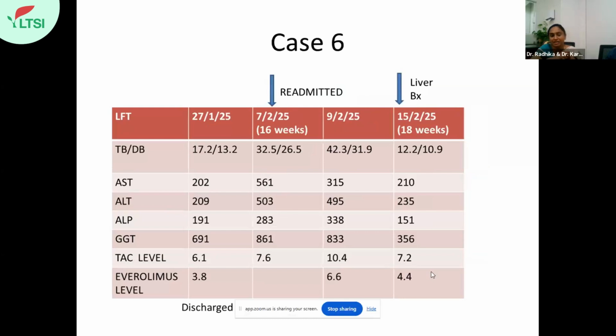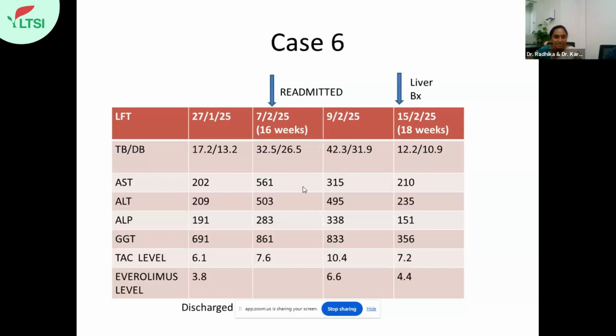But subsequently, this was the discharge LFTs, and within 10 days post-discharge, with one visit in between to the OPD where the LFTs were more or less normal, she came with a very high level of bilirubin, 32 with 26 direct component, and the enzymes have also risen with a gamma GT of 861 with a tacrolimus level of 7.6. So she was readmitted, and again septic screening was done, appropriate antibiotics were given, there was no sepsis at that time. And we planned to start on plasma exchanges.